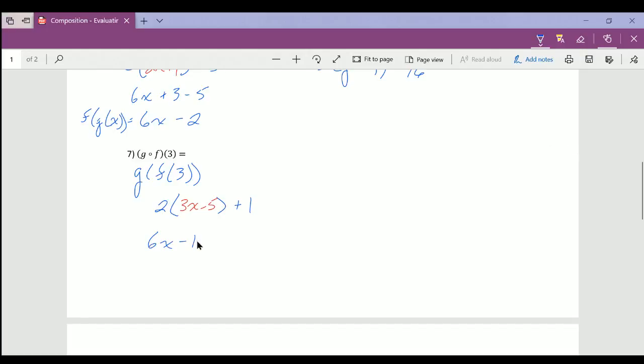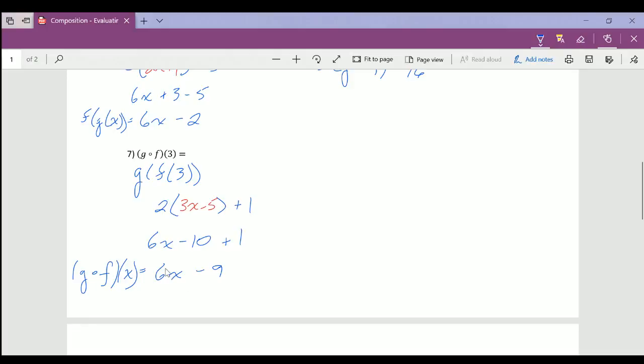6x minus 10 plus 1. Combine like terms, 6x minus 9. And that is our g of f of x. There's a nice looking f. Kind of looks like a forte.